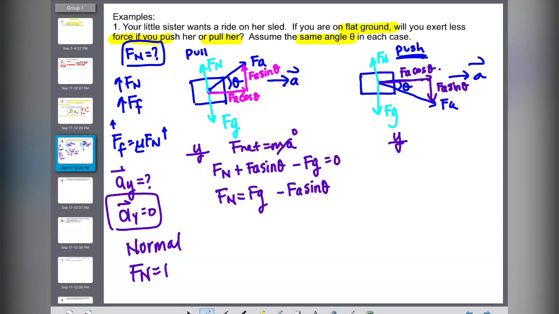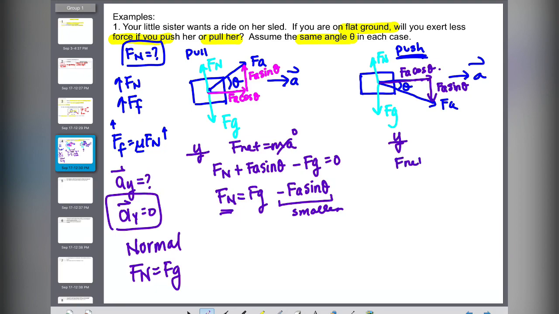Normally, in most situations, your Fn equals Fg if the object is just sitting. This is how heavy you feel when you're just sitting there. But when you're pulling upwards, how heavy does it feel? The Fn is actually going to be smaller because you're subtracting whatever upward force you're applying to the sled. Let's study the other one.